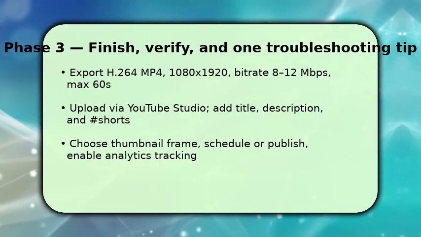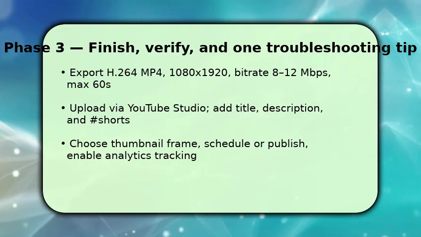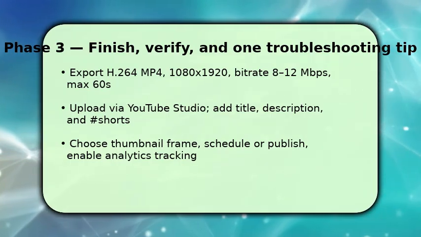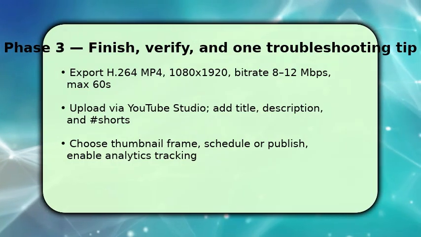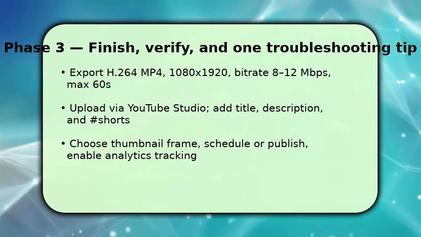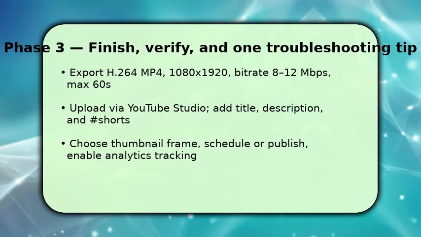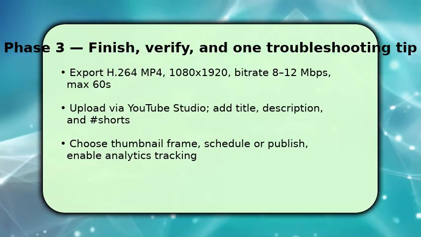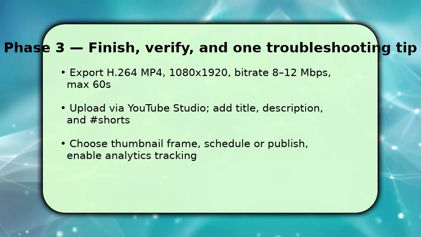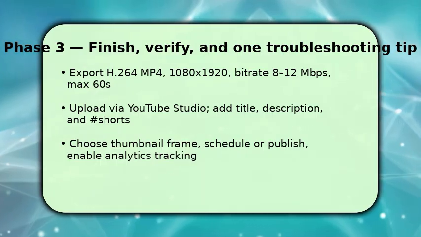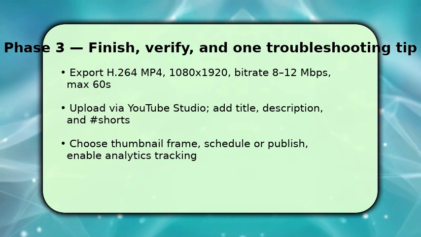Upload through YouTube Studio, include a clear title and description, and add hashtag shorts so YouTube classifies it correctly. Select a frame or custom thumbnail, set visibility, and publish or schedule. If upload fails or quality drops, check bitrate, container format, and file name characters. Re-export with a standard preset and retry. That fixes most issues.